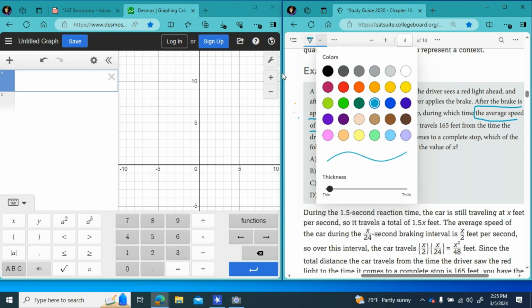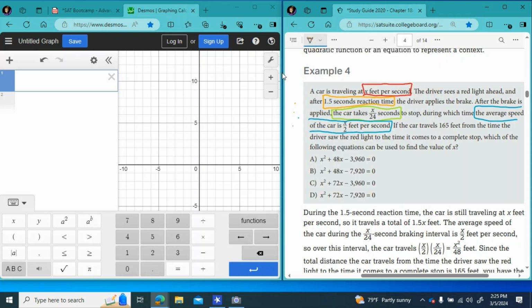One more important piece of information. The car traveled 165 feet. Okay. And actually, this is where I'm going to start. To me, this is the most important thing. This is telling me what's going on in this word problem. The car is traveling 165 feet. That is the distance that it's going. So our distance is 165 feet.